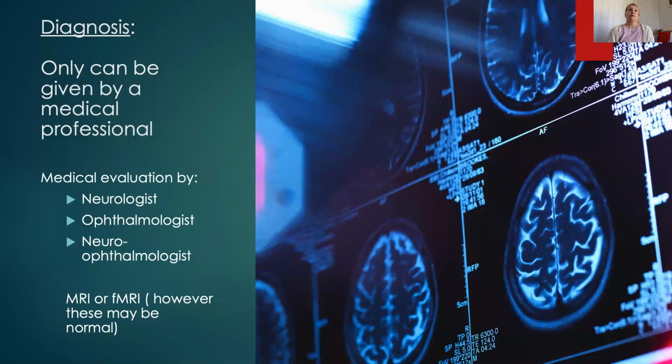Okay. A diagnosis can only be given by a medical professional. A medical evaluation needs to be done by, like I said, a neurologist, an ophthalmologist, a neuro-ophthalmologist. Now, generally, they'll see something on an MRI or a functional MRI, but these too may be normal. There are different kinds of tests, like I just explained about this boy, he underwent a different kind of brain scan that did finally show where the deficits were, but it can be extraordinarily difficult to diagnose.